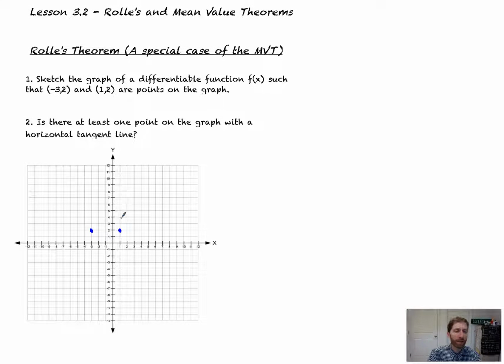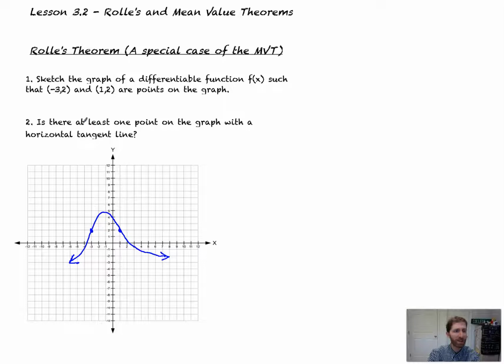Now, if it's going to be a function that is differentiable, we can't have any kind of cuspy points or corners, and it's got to be continuous. So I'll just kind of go like this, down, and like that. How about that? Just a random differentiable curve. Now, we're differentiable between (-3, 2) and (1, 2).